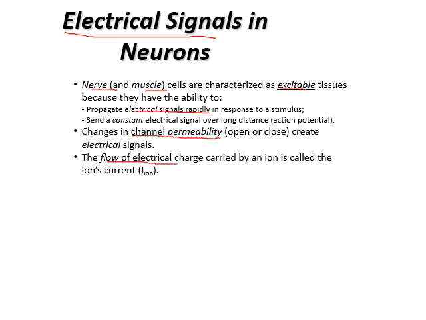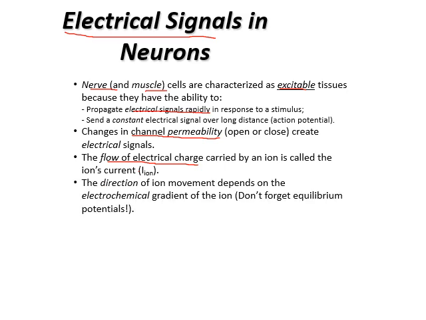So we got the flow of electric charge, and in this case, the charge is coming from the flow of the ions. Ions are charged. We're flowing electrical charge by changing the permeability, changing the ion movement. Just remember your electrical chemical gradients. That's going to tell you which way the ion's going to move. We saw for sodium, the ion movement is inside the cell, and for potassium, the ion movement is outside the cell.